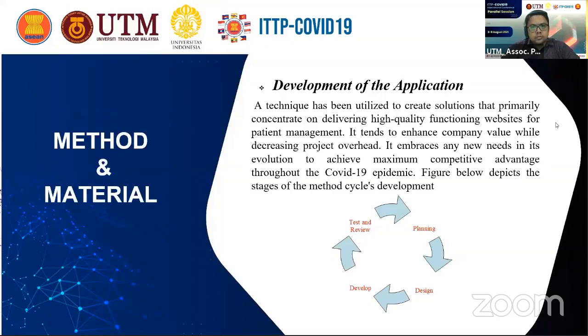So the figure below describes the stages of the method cycle development. You can see it here. Firstly, we do the test and review, planning, design, and then develop.